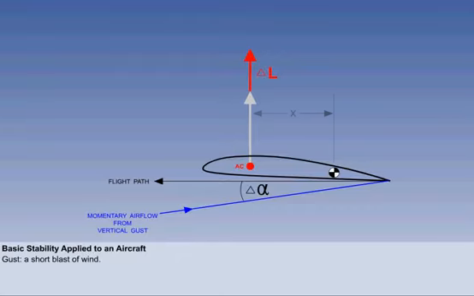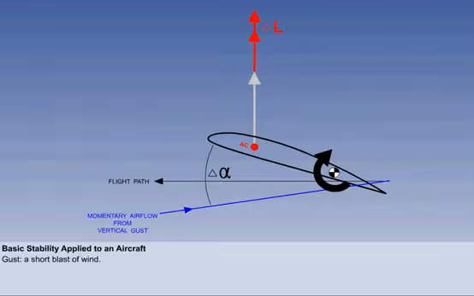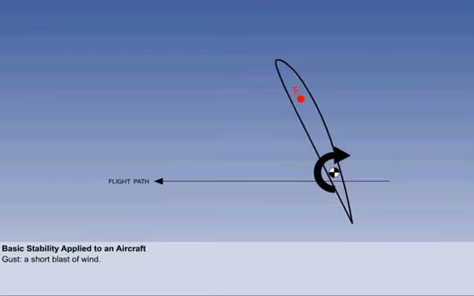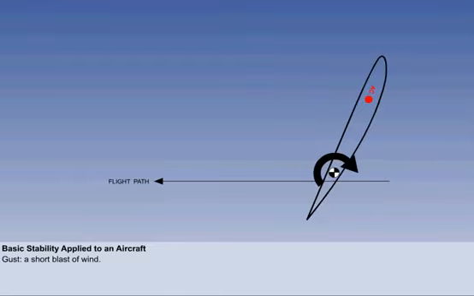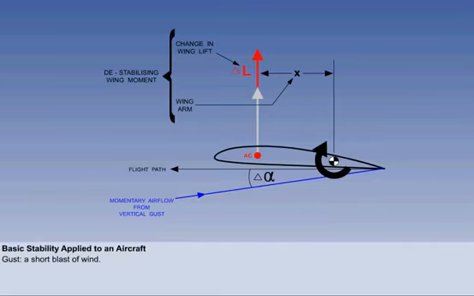The change in lift is acting through arm X, forward of the aircraft CG. This generates an aircraft nose-up pitching moment, which pitches the aircraft nose-up. This will further increase the angle of attack, and the aircraft will continue to pitch nose-up at an increasing rate. The wing, considered in isolation, is therefore statically unstable. This illustration shows that the change in wing lift multiplied by the wing arm can be called the wing moment. As we have seen, the wing moment is destabilizing.